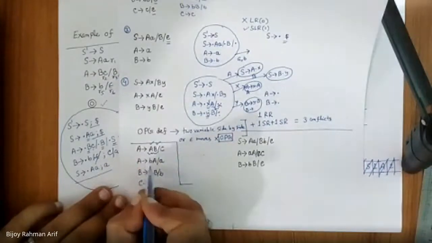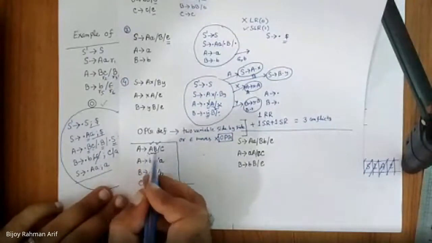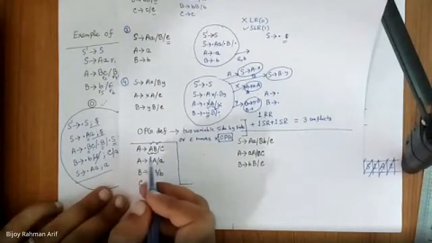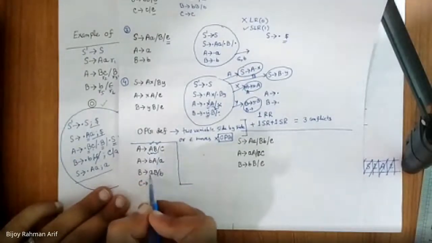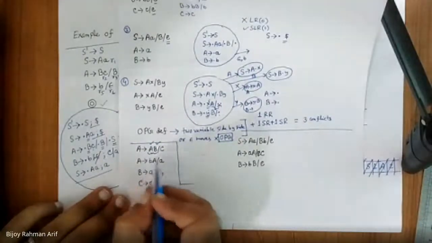But A can derive BA. So if you remove A, again you will get AB. So there is no scope to remove the two variables side by side. How about B? If we replace this B with this, then actually I can get rid of this. But the problem is, yes, you write this way.